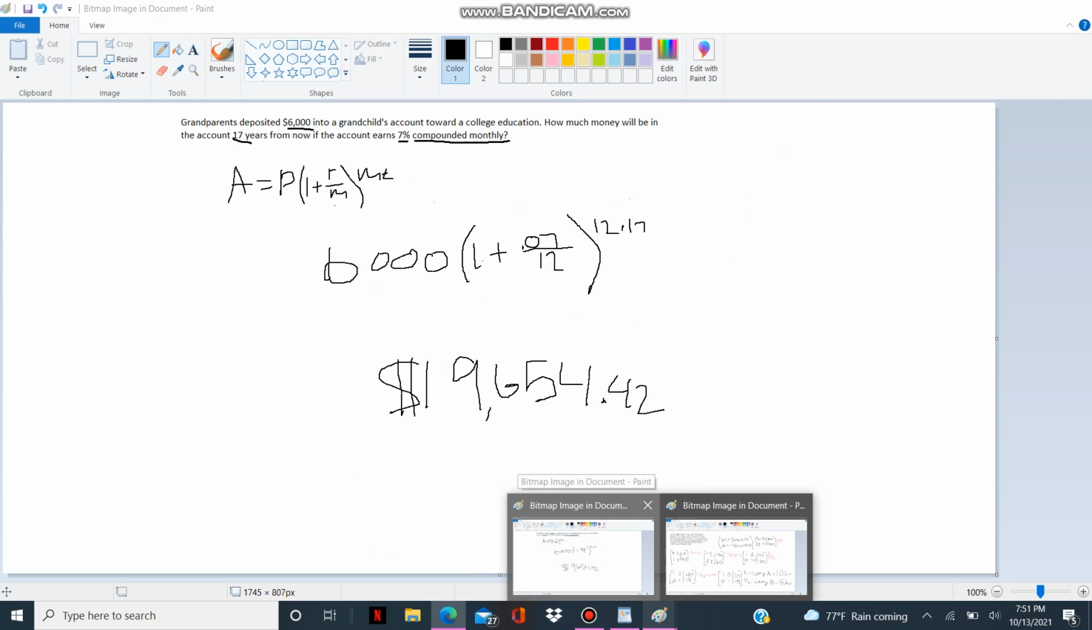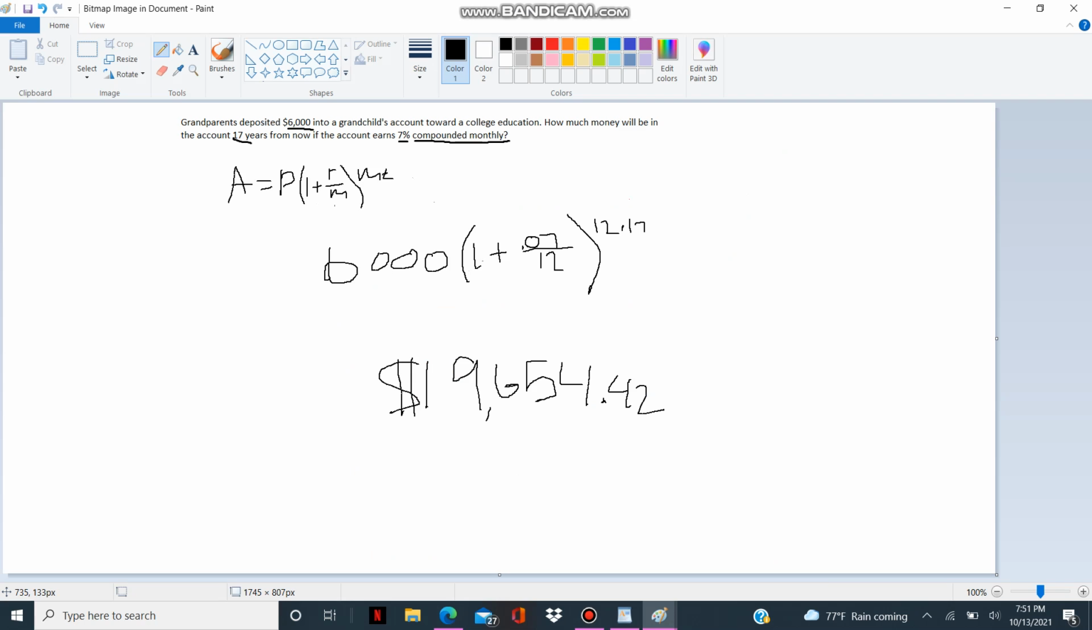So to start off, I'm going to go over this finance formula. Grandparents deposited $6,000 into a grandchild's account towards college education. How much money will be in the account 17 years from now if the account earns 7% compounded monthly?